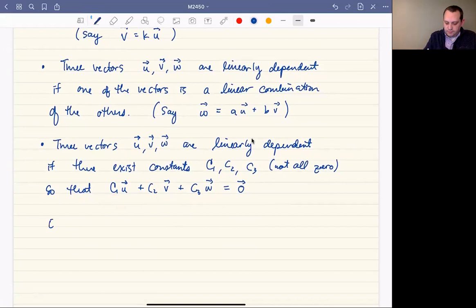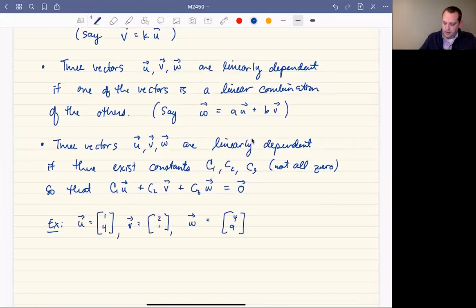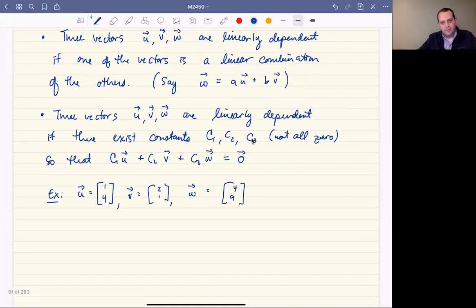So for example, let's look at some vectors in R2. I'm going to write vectors now as columns. Let's say U is (1, 4), V is (2, 1), and W is (4, 9). Now, these 3 vectors will be linearly dependent.